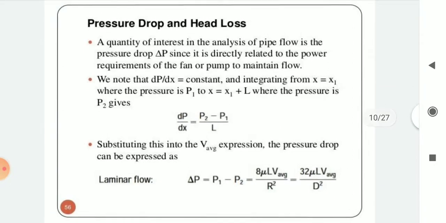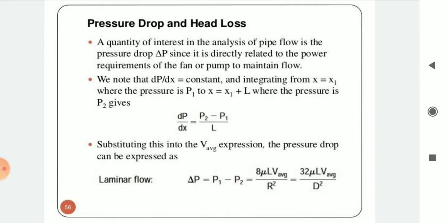After completing this, we are going to start pressure drop and head loss in the pipes. A quantity of interest in the analysis of pipe flow is the pressure drop, that is delta P, since it is directly related to the power requirements of the fan or pump to maintain flow. So we note that dP/dx is equal to constant, and integrating from x equal to x1 where the pressure is P1 to x equal to x1 plus L where the pressure is P2 gives dP/dx equal to (P2 minus P1) divided by L.